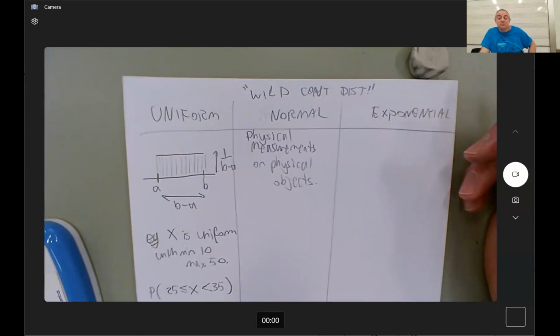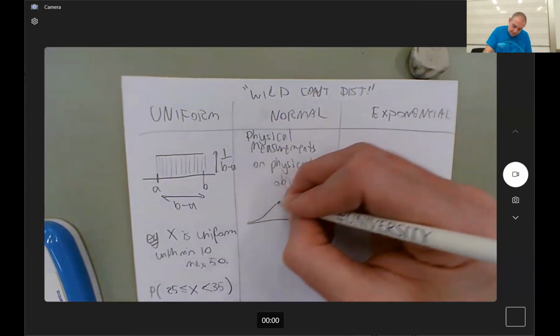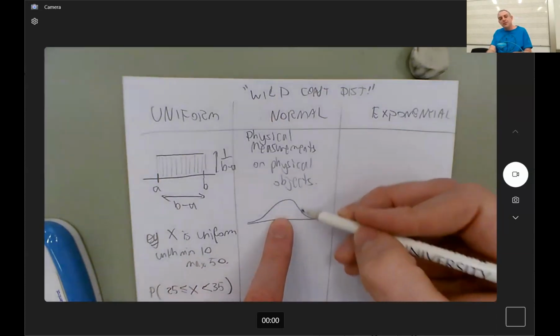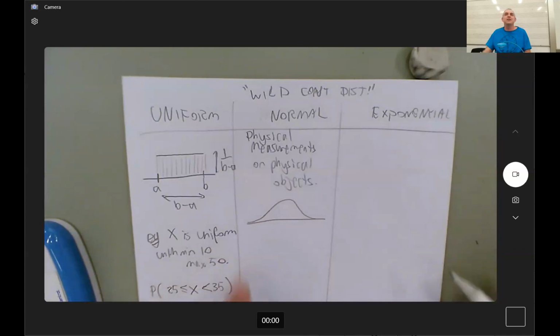Also, now we'll get to that. And it looks like this. That's pretty good. It's supposed to be symmetrical. This one's got a little bit of a kink on this side that isn't on that side, but whatever. Nobody cares.